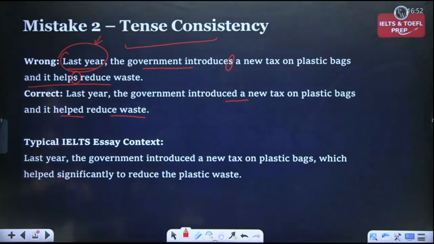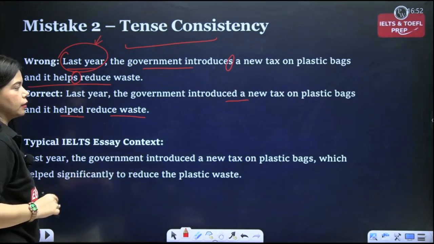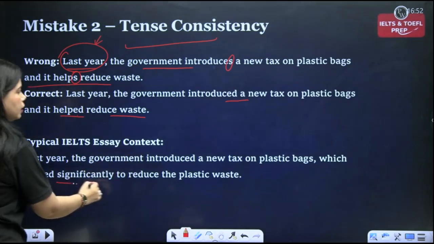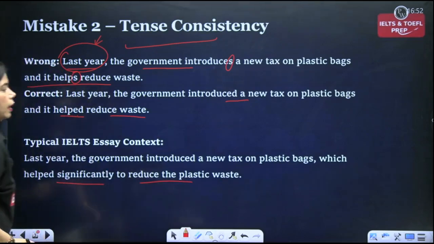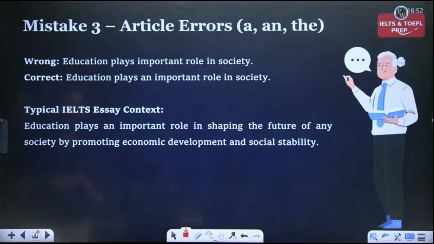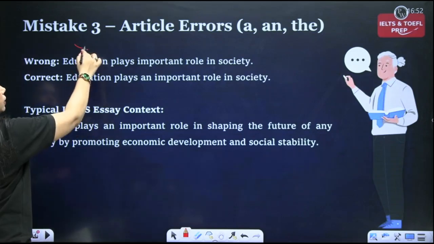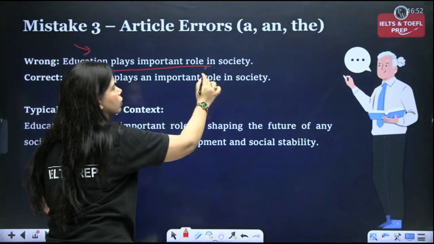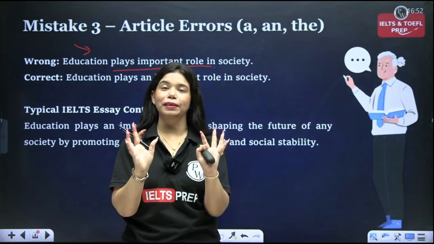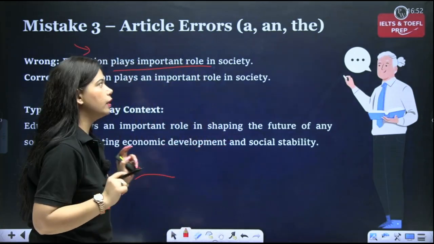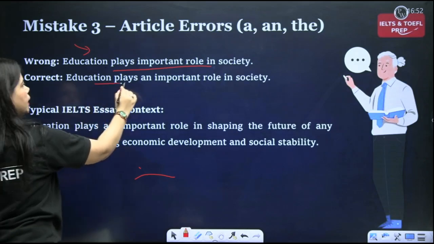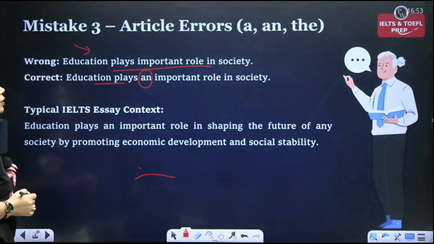Last year, the government introduced a new tax on plastic bags, which helped significantly to reduce the plastic waste. Next one is article errors. They are very, very prominent. So look at this sentence. Education plays important role in society. The sentence looks fine, but this is wrong because article is missing. Education plays an important role in society.